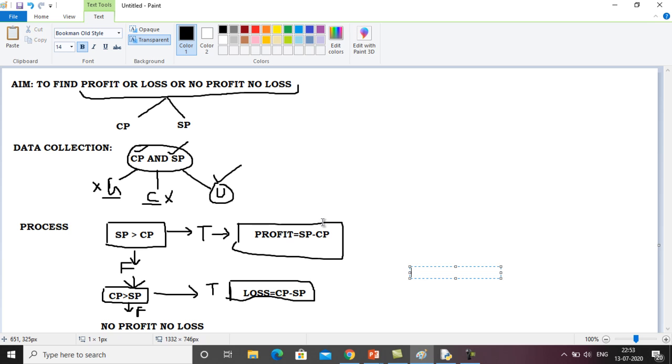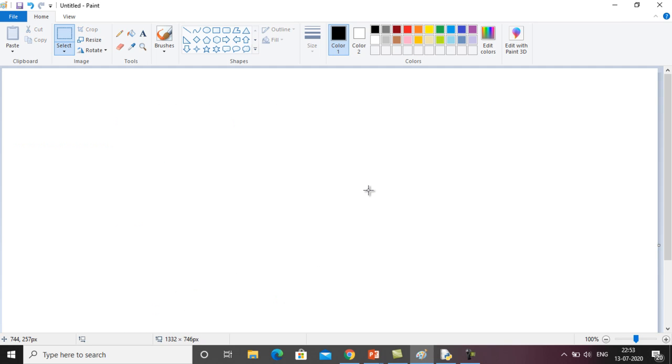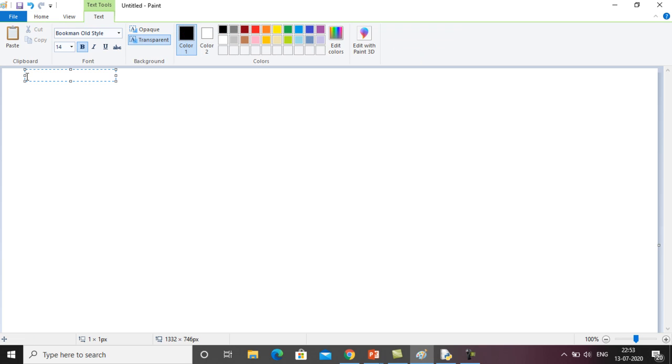So let me first clear the screen now. So in this case, we have to find 3 things. Okay, so we have to write a program to find total, percentage and grade.